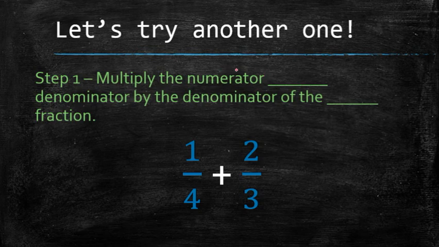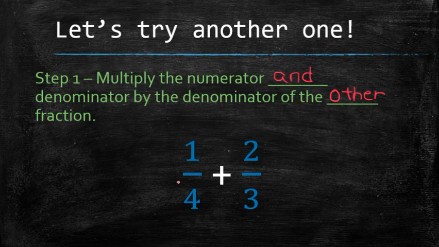Okay, so let's try another one. Multiply the numerator and the denominator by the denominator of the other fraction. This is exactly the same as we did before. So we have 1/4 here and 2/3. We look at the denominators and we know that those are not the same. So we cannot add this fraction until we find equivalent fractions with the same denominator, right? If that doesn't make sense, raise a quiet hand and someone will come over and help you with that, okay?